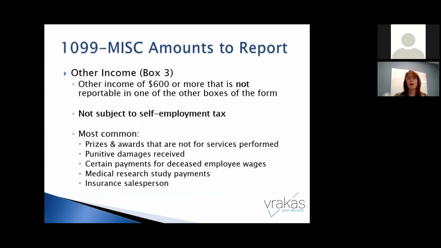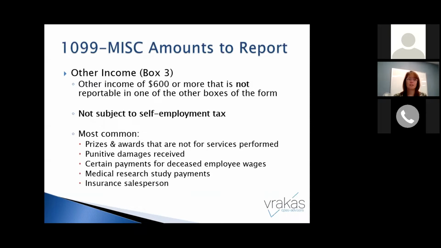Box 3 is the other income. This is typically, if you can't find something where it needs to go in one of the other boxes, it probably goes in box 3. This is the all-encompassing one where if it doesn't fit into something else, it might go into box 3, but you have to make sure that it isn't subject to self-employment tax, because if it is subject to self-employment tax, then you would want to make sure you put it on a 1099 NEC.